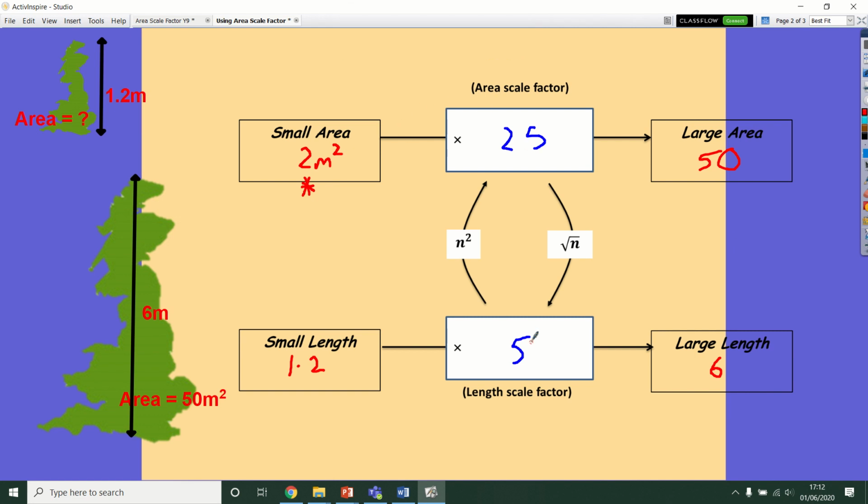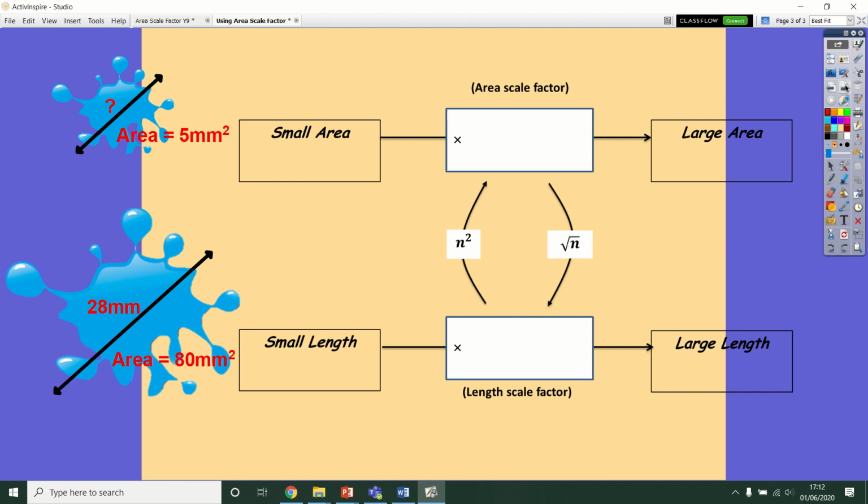There's one more I want to do where you have to go down a level, and I'll show you what to do with that, but it's very much the same. So these two are water droplets. I've measured their areas, and I've measured one of their lengths, and I want to work out the small length. So let's fill them in as we see them. This 5 is the small area, that can go there. This 28 is the large length. And this 80 is the large area, that's going to go up there. Those are the three numbers that I know. I'm after the small length, that's down there, so I'll put my asterisk there. That's what I'm aiming for.